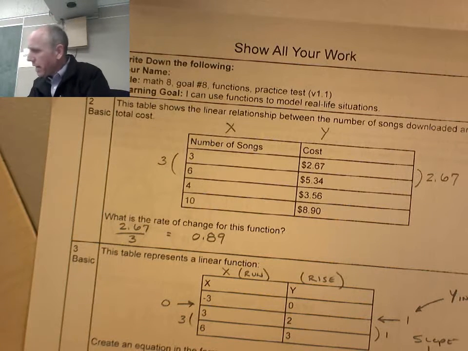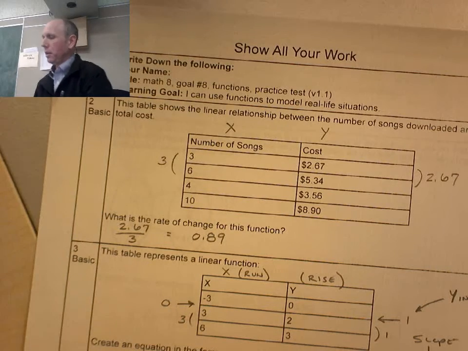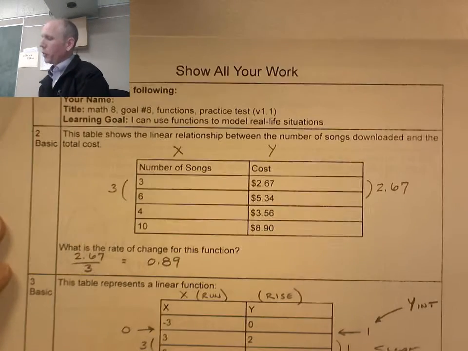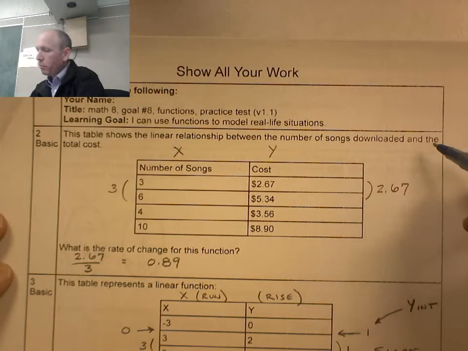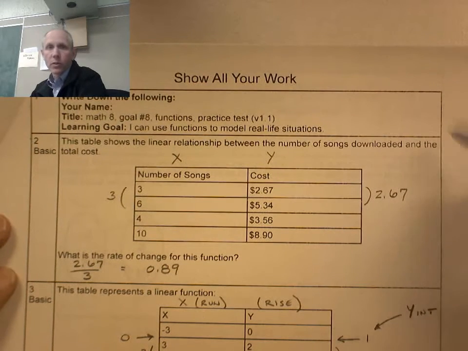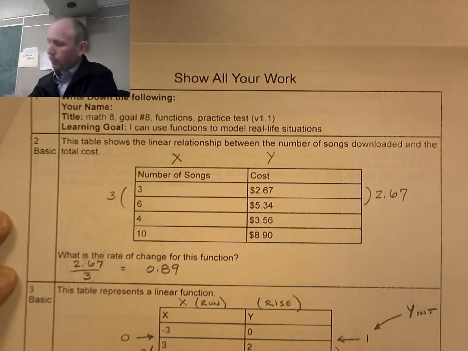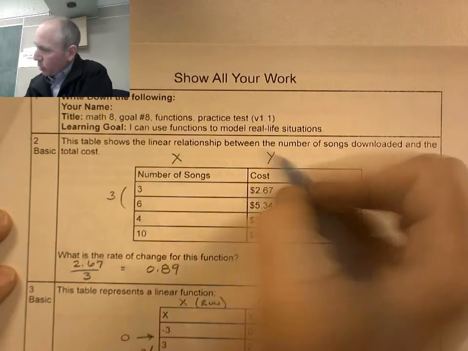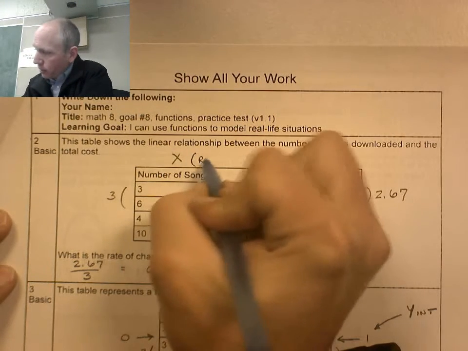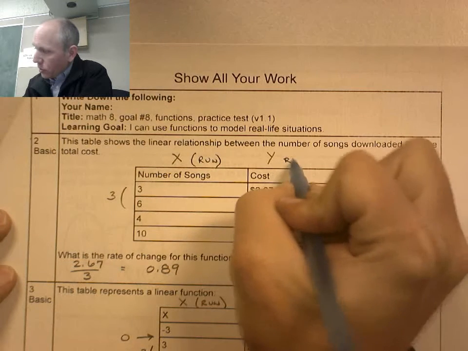This is the Math 8 Goal Number 8 Functions Practice Test, version 1.1. This table shows the linear relationship between the number of songs downloaded and the total cost. So I want to find the rate of change. That's a fancy word for slope. So these are my x's, these are my y's, these are actually my runs, these are my risers.